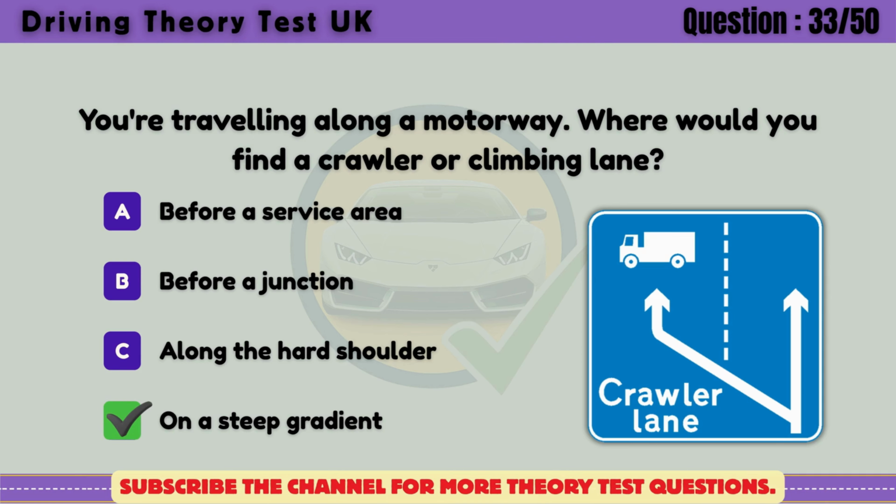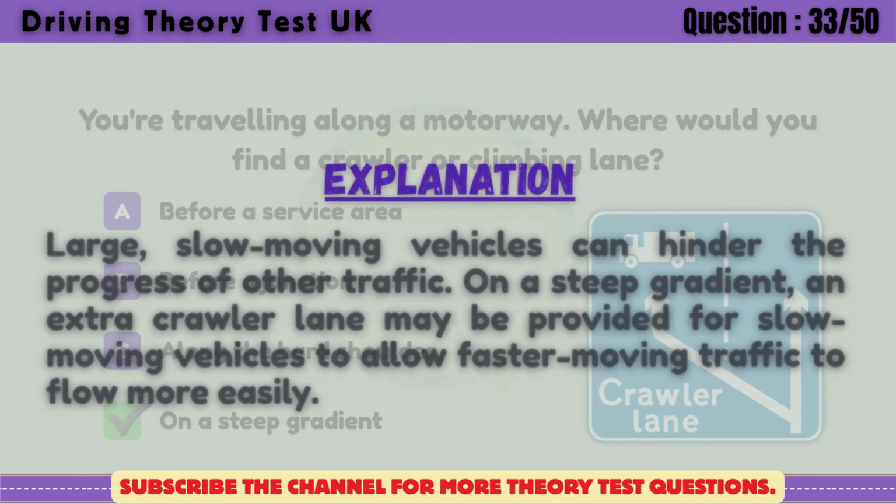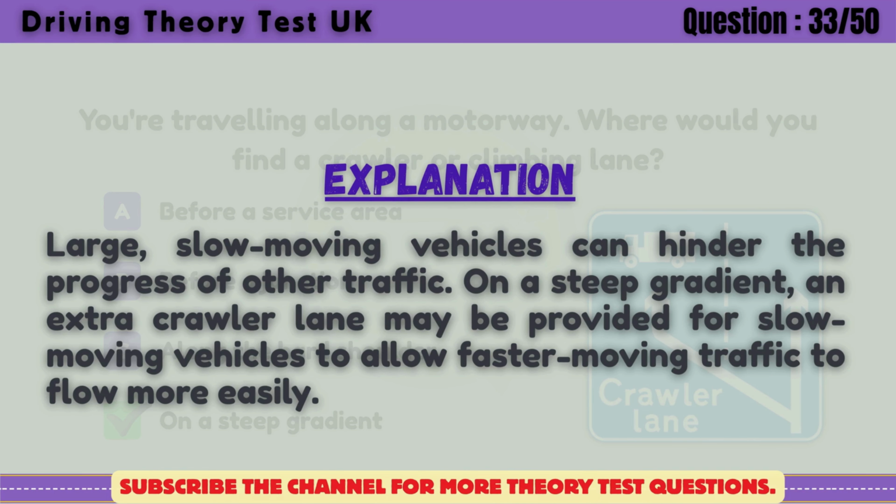Answer is D. On a steep gradient. Large, slow-moving vehicles can hinder the progress of other traffic. On a steep gradient, an extra crawler lane may be provided for slow-moving vehicles to allow faster-moving traffic to flow more easily.